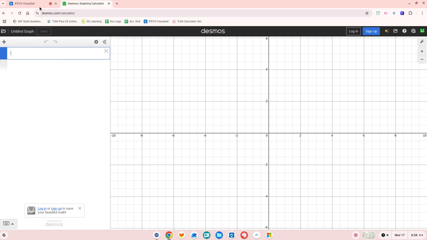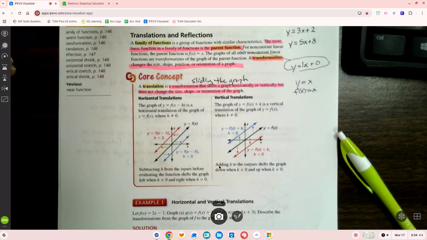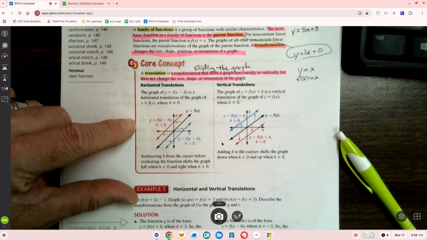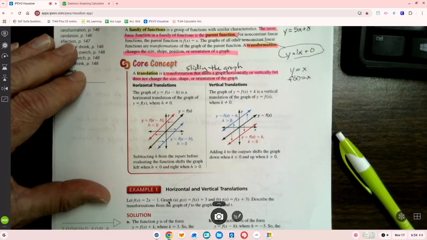So what you see here looks very complex, so I think it's going to be easier. Instead of me trying to read through this and show you this, I think we can just do a couple of examples and type it into Desmos, and you'll see that this becomes pretty easy.